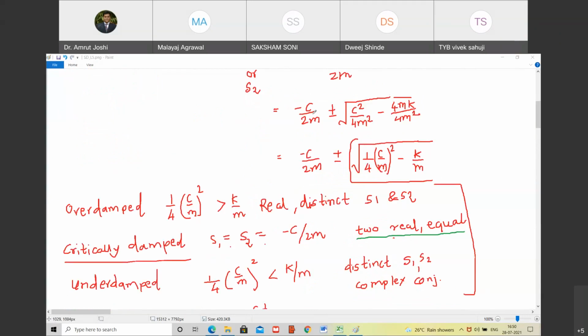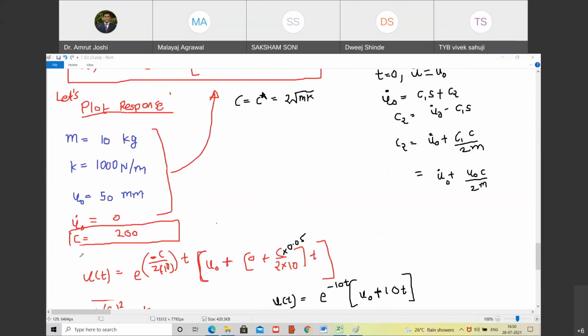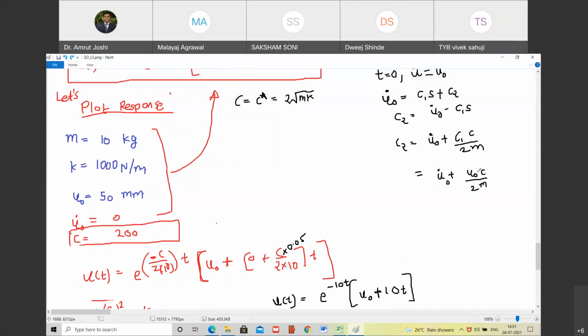Are you with me till this point? Please type your response in chat box, then we can go ahead. So this was the mathematical part of the solution, and the solution is given in this format. Are you clear with the solution till now? Please type your response in chat box, then we can go ahead. Yeah, so people are saying yes.